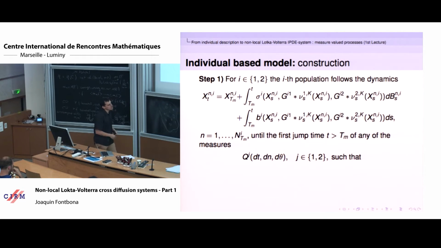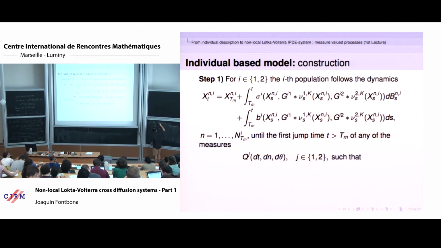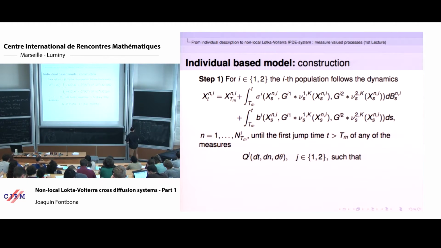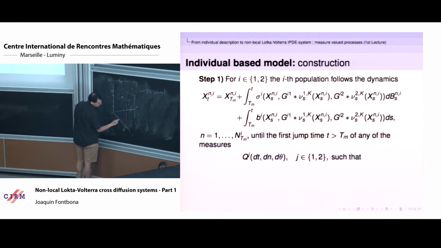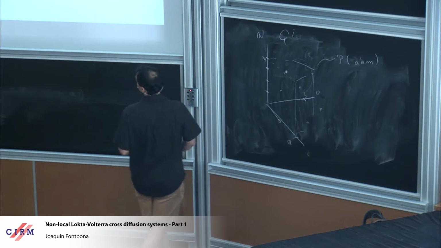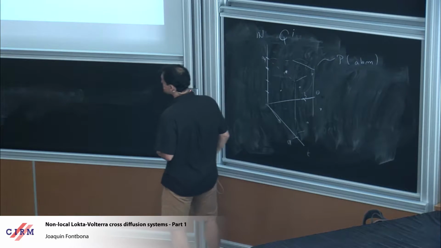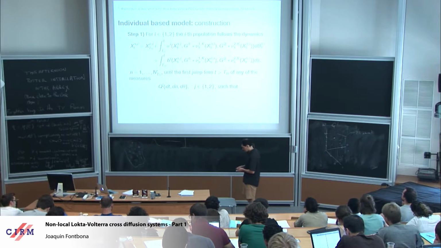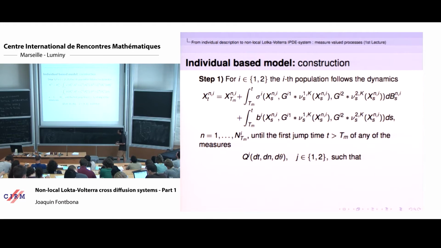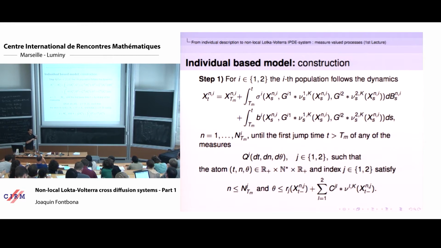So I would look at one of these measures. This was one measure Qi. So time goes in this direction. Okay? And at some moment, I will have an atom. So an atom is a point in this three-dimensional space. So if one of the measures happens to have an atom verifying the following condition, then I will jump. Then I will do the jump.